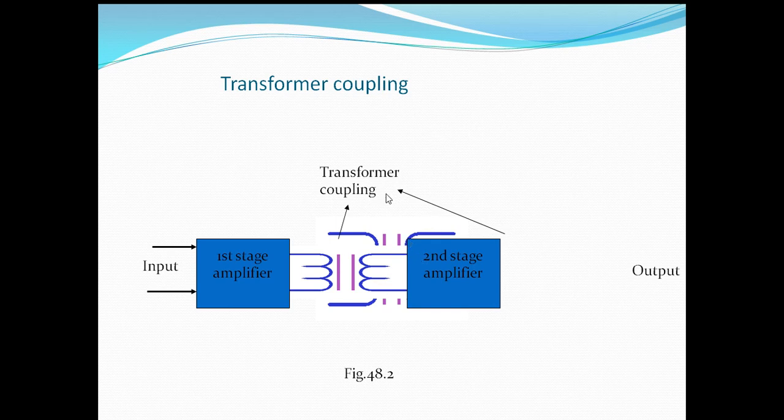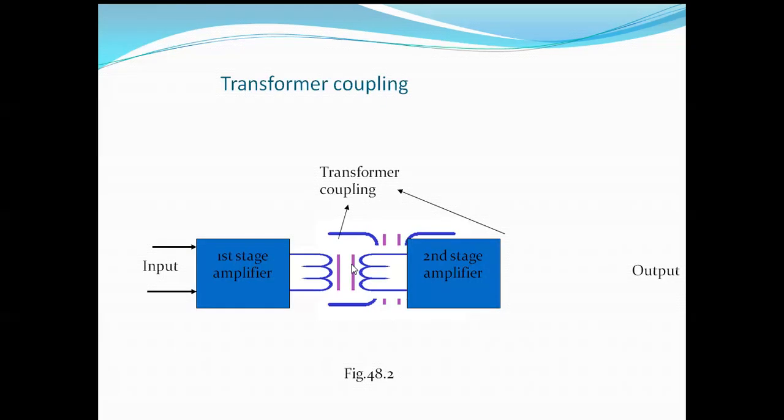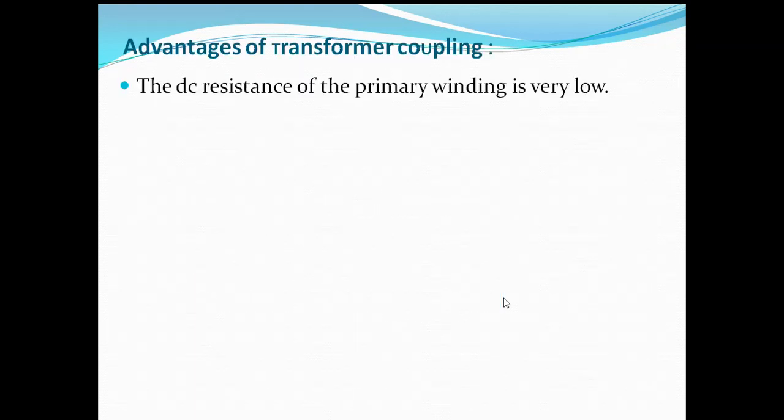You can see here, this is transformer coupling. The transformer is used to couple one stage with the next stage. Here you can take the output across the output terminals of the second stage. So, what are the advantages of transformer coupling?